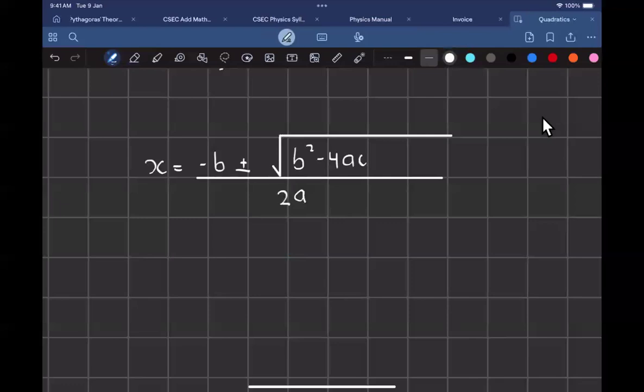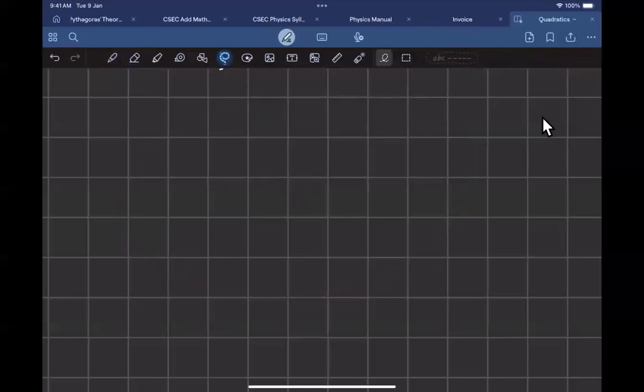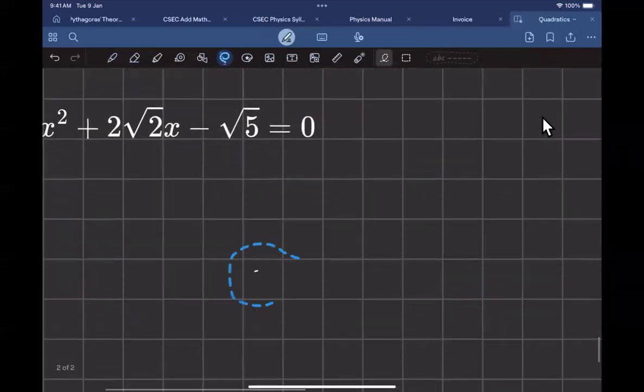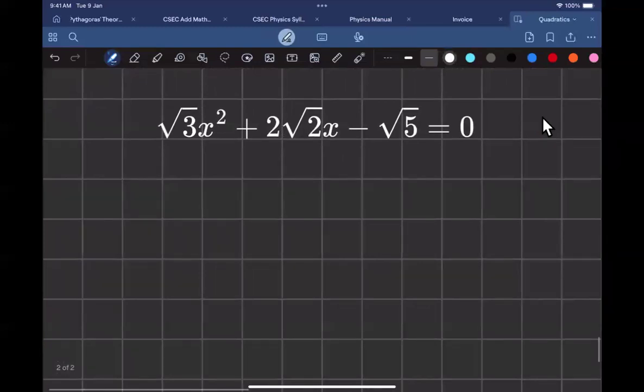Right? So that is the quadratic formula, and this is what we'll be using for this question. So Rihanna, I want you to tell me what A, B, and C are. See if you can figure out what A, B, and C are.